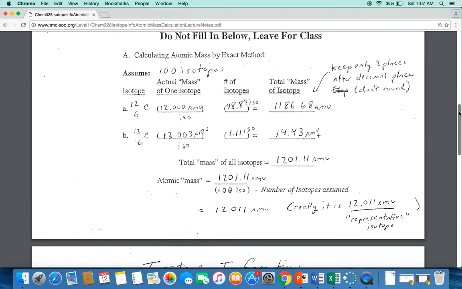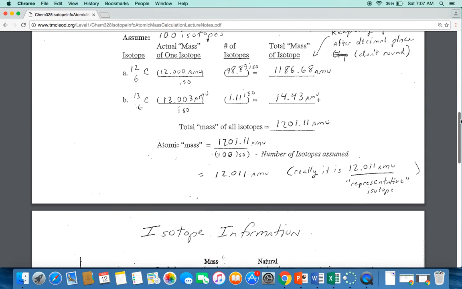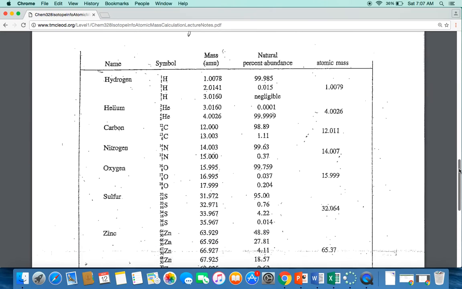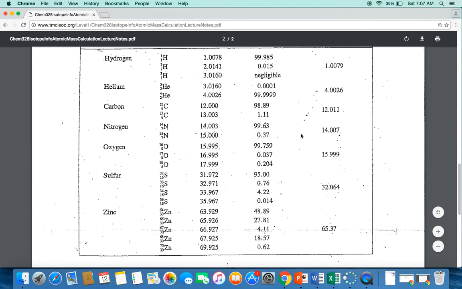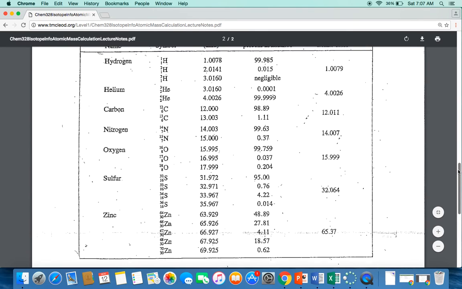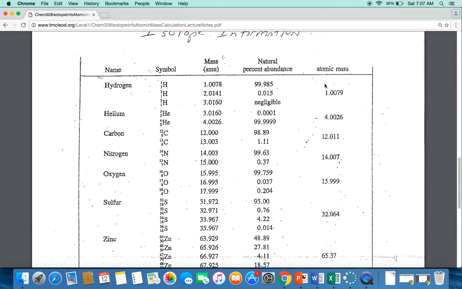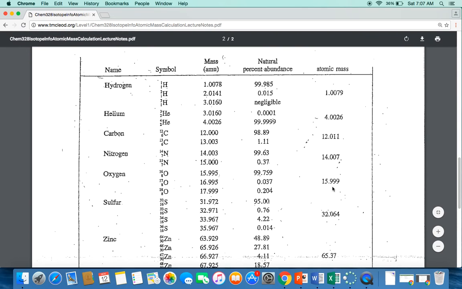So that's how you calculate the atomic mass using that table. All the information you need is given to you. And when you do the homework, you already have the answer, because your answer is these numbers, which are the atomic masses.